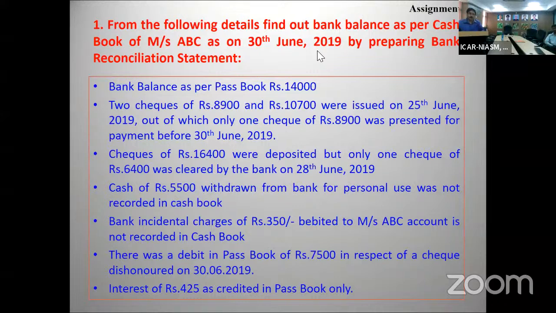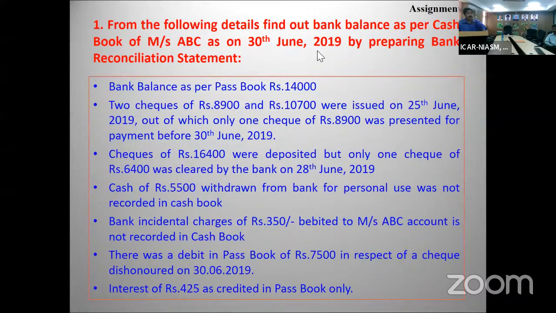Two checks we have issued on 25th June. Issued means we have written in our cash book, mind it. When we have issued the check, we have written it on the payment side of our cash book. Out of which only one check of 8,900 was presented for payment before 30th June. Means one check was presented and payment was made before 30th June. If it is presented and payment was made, then it's fine. That means there is no difference.